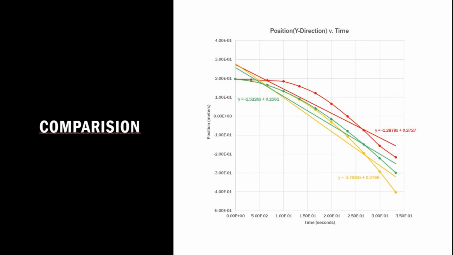The same can be done for the other two graphs, where the one with drag force had an equation of y equals negative 1.5226x, which was the slope or velocity in meters per second, and the yellow line, which shows the computational model without drag force, has a slope of negative 1.7963. As we can see here, the predictive model that does not take into account drag force actually had the greatest average velocity over time.